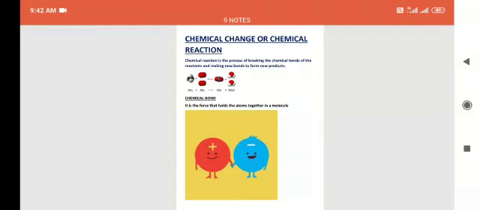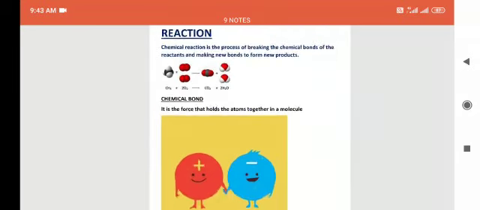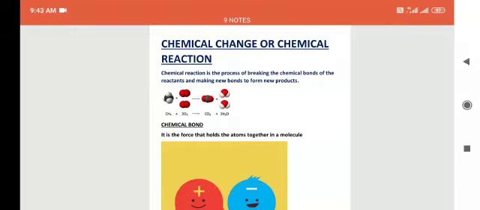Today, let us discuss chemical change or chemical reaction. As you can see on the screen, I have written the definition very clearly there. A chemical reaction is the process of breaking the chemical bonds of the reactants and making new bonds to form new products.